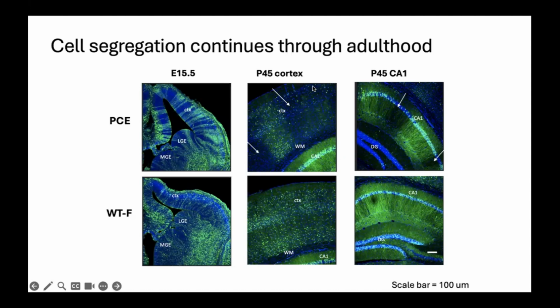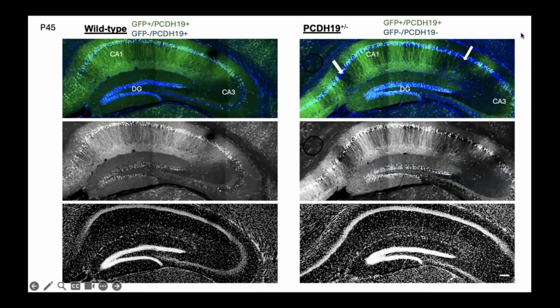In the adult mouse, so P45, which is kind of a young adult, you can still see the striping pattern pretty explicitly in the cortex, and then also really strikingly in the CA1 region of the hippocampus. Because we saw it so strikingly in the CA1 region, it led us to wanting to study that a little bit more. And again, this is just another picture comparing the wild type, where you see a very random pattern of the GFP positive cells, where in the PCDH19 heterozygous female, there are these stripes where you really don't see any of the GFP positive, and the cells very much cluster together.